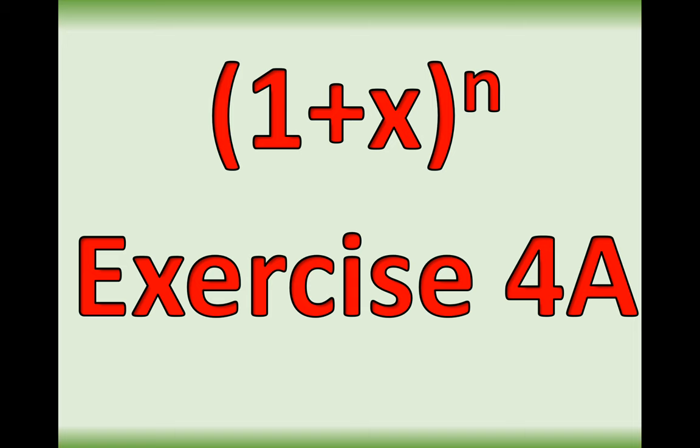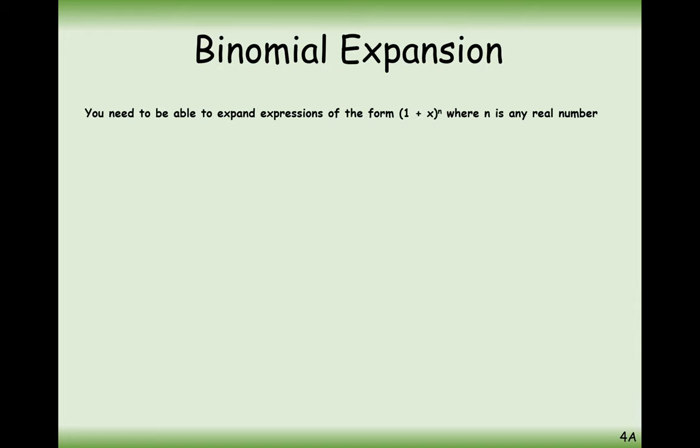Here we're starting on the binomial expansion, so we can answer questions from exercise 4A. So this is the binomial expansion for the upper sixth year for the full A-level further maths. The binomial expansion looks like this, 1 plus x to the n, where n is any real number.